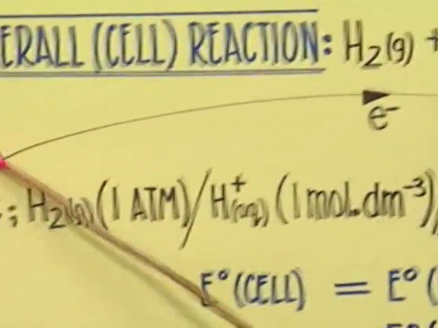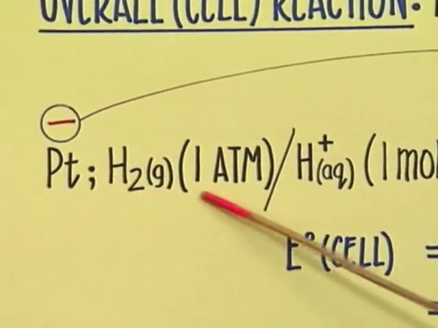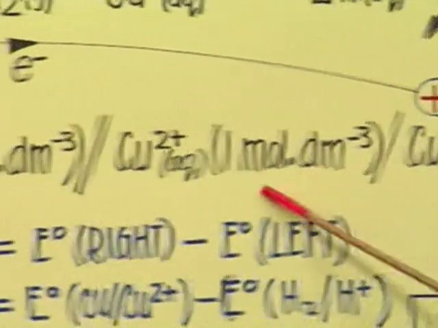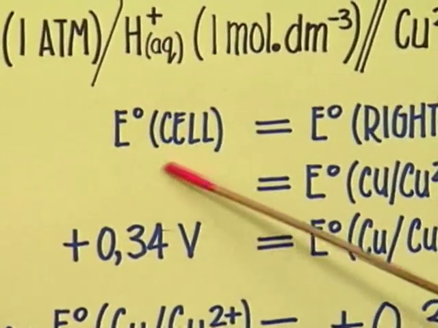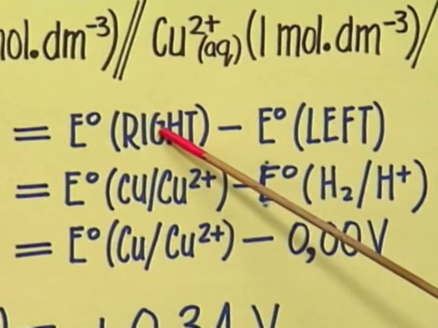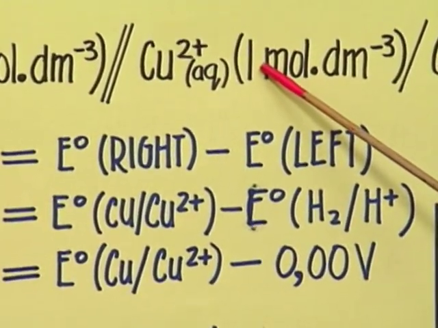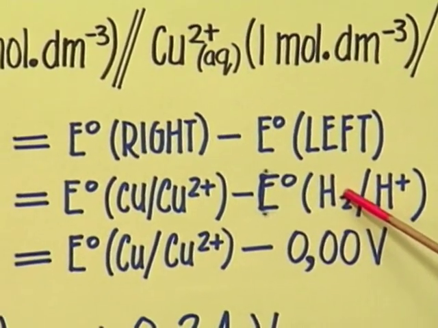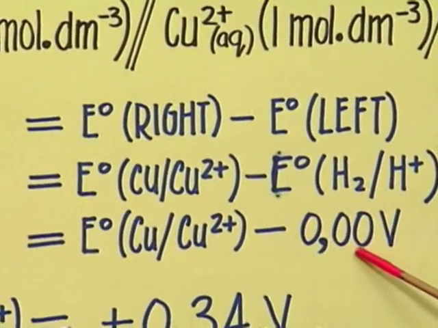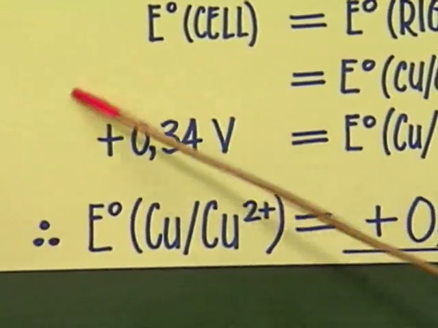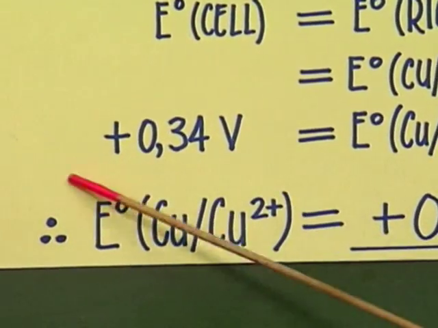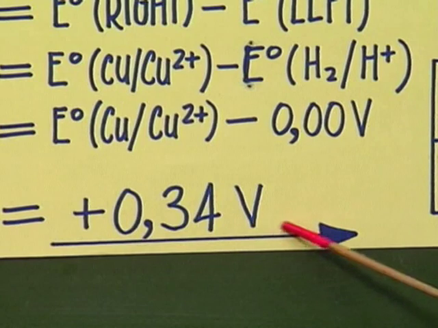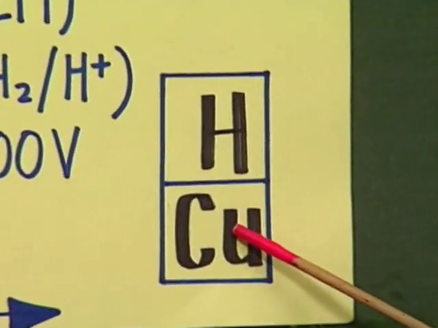Here we have the symbolic representation of the cell with the standard hydrogen electrode on the left and the standard copper electrode on the right. We have the formula here again for the cell potential, or standard cell potential, where right refers to the electrode written on the right in the symbolic representation, and left refers to the hydrogen, which is on the left-hand side of the symbolic representation, with a potential of 0 volts. The value that we measured for the cell EMF was plus 0.34 volts, so the value of the standard electrode potential for the copper half cell is plus 0.34 volts, meaning that copper is a weaker reducing agent than hydrogen.